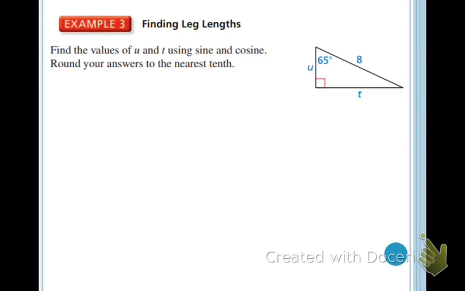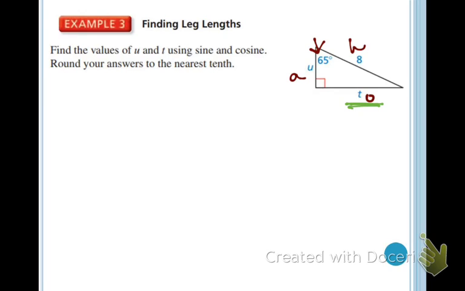Okay. Find the values of u and t using sine and cosine. Round your answers to the nearest tenth. So we're going to do the same thing that we've been doing. From the angle we're given, we're going to label all of our sides: opposite, adjacent, and hypotenuse. Once we label them, we're going to choose which letter we would like to solve for. Want to solve for u or t? T. Sure, let's solve for t first.